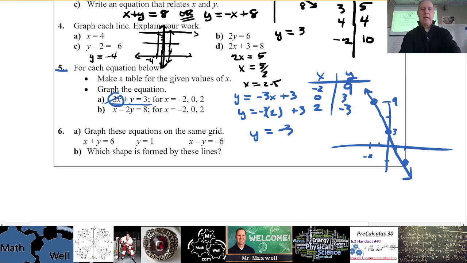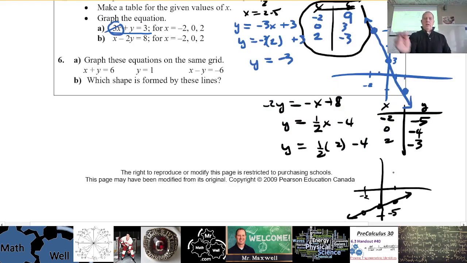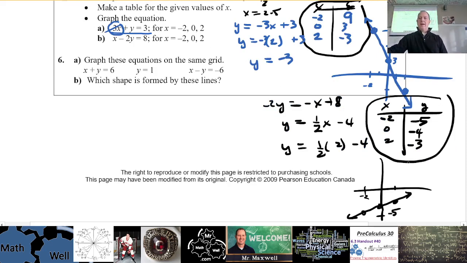I'll show you B real quick, same way. So for 5B, this is what you should have for a table of values, and this is what your graph should look like. Going through negative 2, negative 5, 0, negative 4, and 2, negative 3.